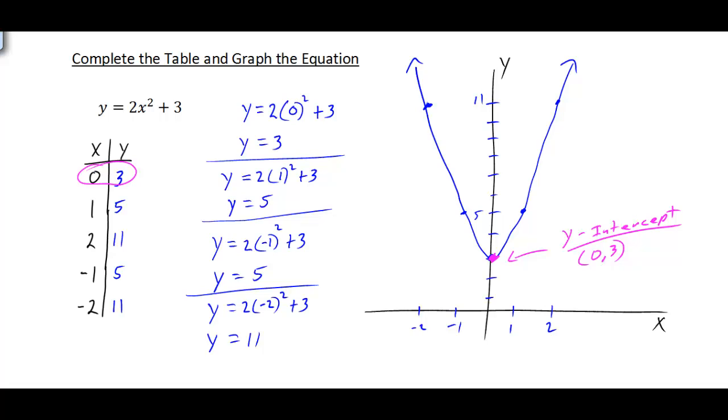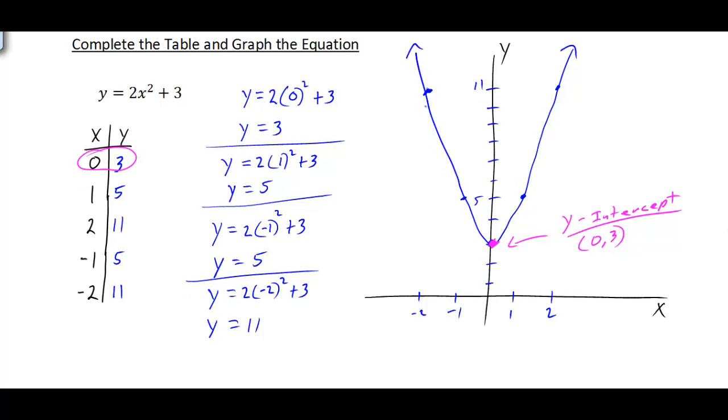Now, does the graph ever cross the x-axis? Well, we notice the graph goes up forever to the left and to the right, so it's never going down to the x-axis. So in this case, there is no x-intercept. Okay, and I just wanted to point out these two terms, and we'll talk more about these, the y-intercept and the x-intercept, in the next video.